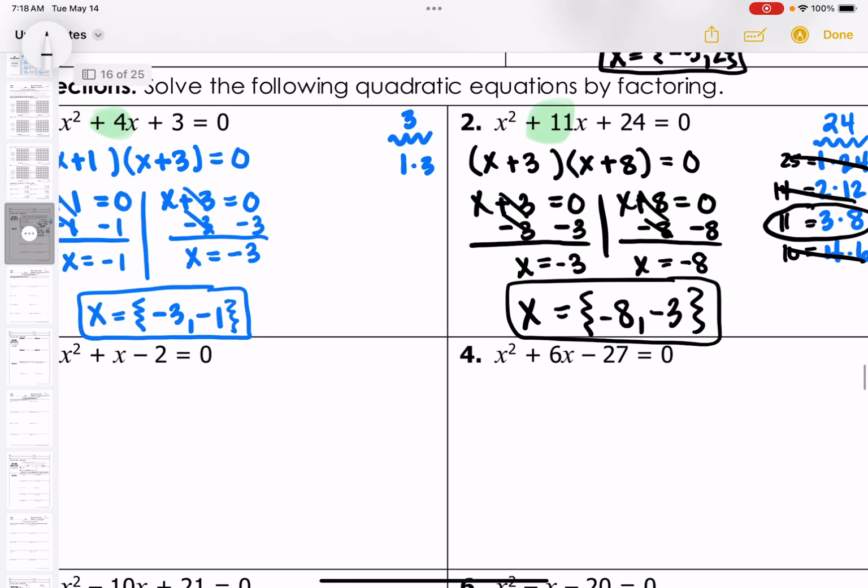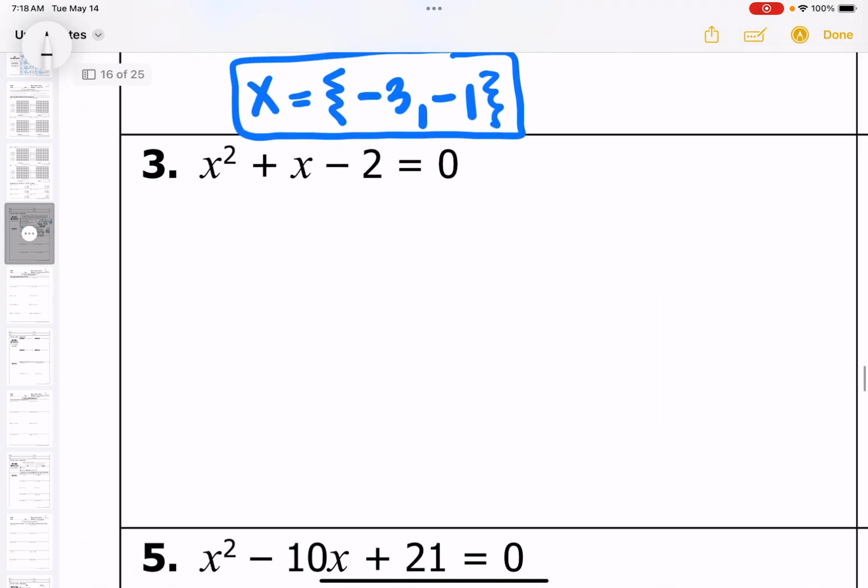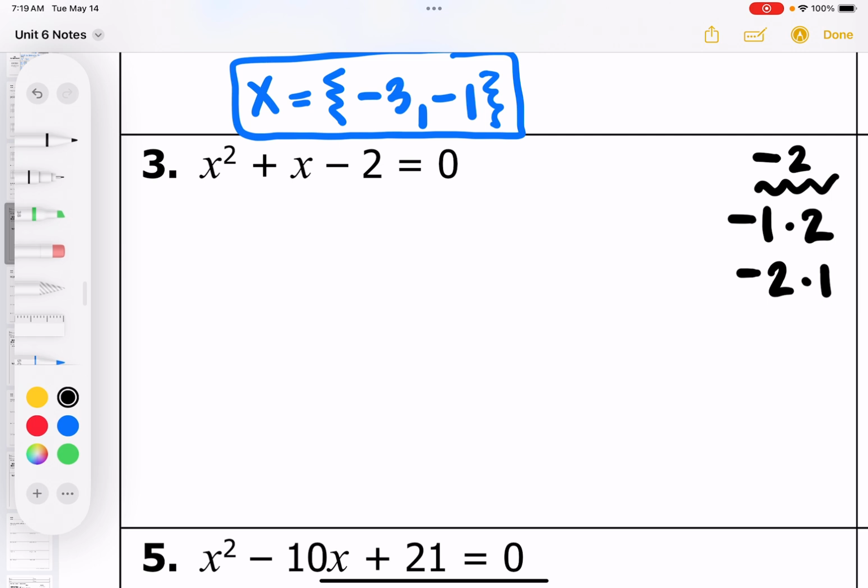All right, number 3. X squared plus X minus 2 equals 0. So it's already equal to 0. So now I need to find factors that multiply together to give me a negative 2. So that would be negative 1 times 2 and negative 2 times 1. Now I need to figure out which pair adds together to give me a positive 1, which is going to be negative 1 plus 2.